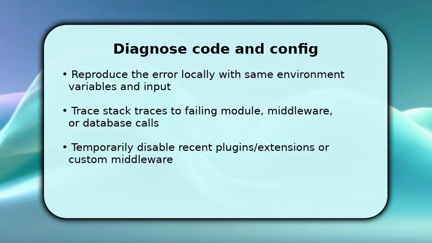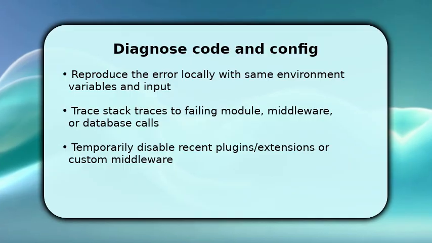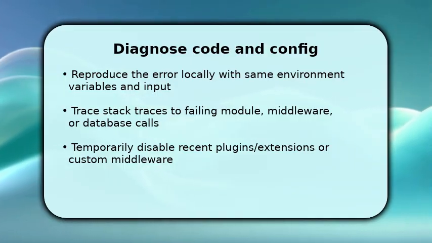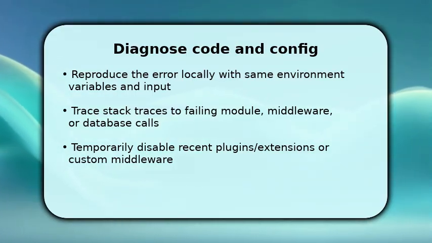Follow stack traces to the failing function, middleware, or database layer. Reading the trace tells you why the server returned 500. Test database connectivity and query timeouts, and verify dependency versions. Temporarily disable recent plugins, extensions, or custom middleware to isolate the cause.